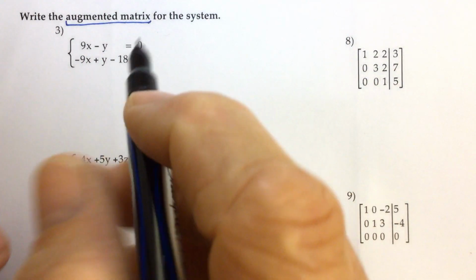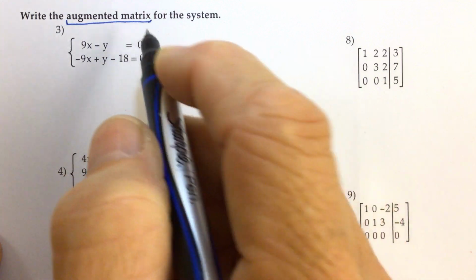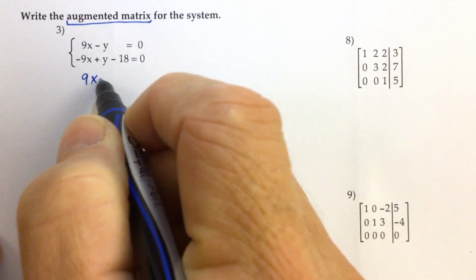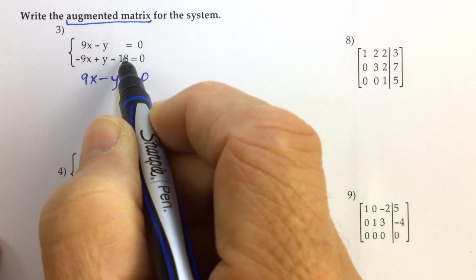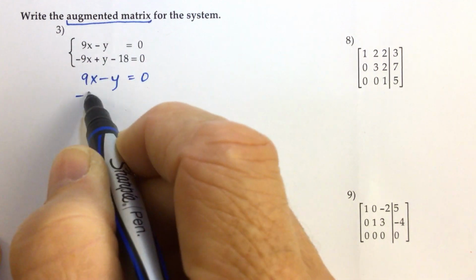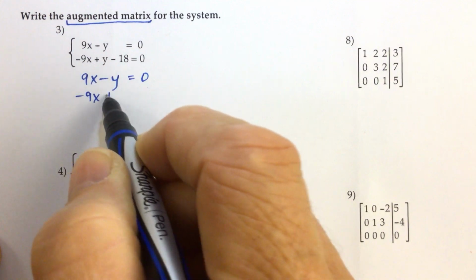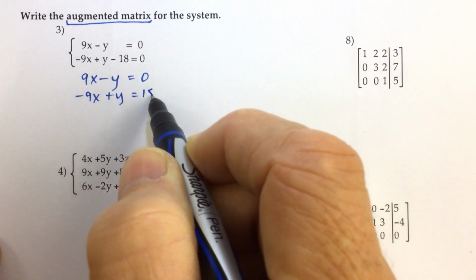So here's what we have to do first. 9x minus y equals 0, so we have the variables on the left in that equation. But in this equation, the variables are not on the left. We have a constant right here. We have to move that constant. Negative 9x plus y is equal to 18.